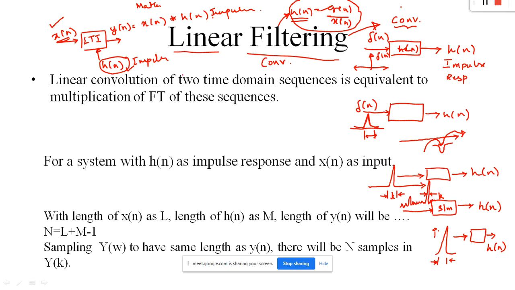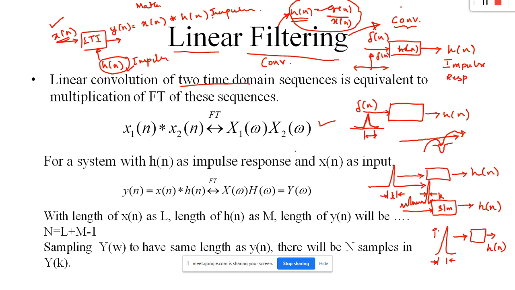What is that linear convolution? Linear convolution of two time domain sequences is equivalent to the multiplication of these sequences, right? This concept you already know well from signals and systems as well as from Laplace transforms. Many mathematical tools you come across with these types of convolutions. Now for any system, if I want to define my output y of n, I will always define it as the convolution of my input with the impulse response. And the same thing is true with respect to multiplication when I move from time domain to frequency domain.